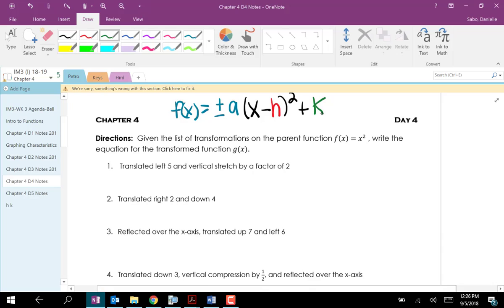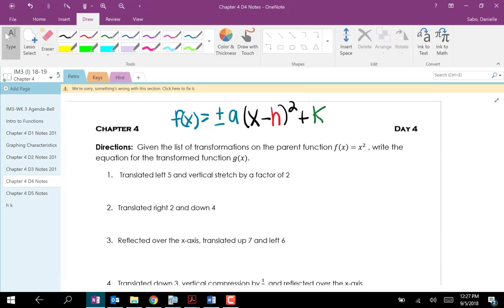What's up? Is that plus or minus? Plus or minus, yeah. The reason why it's plus or minus is because if it's positive, you're concave up. If it's negative, you're concave down. So every piece of this formula tells you something about the graph.